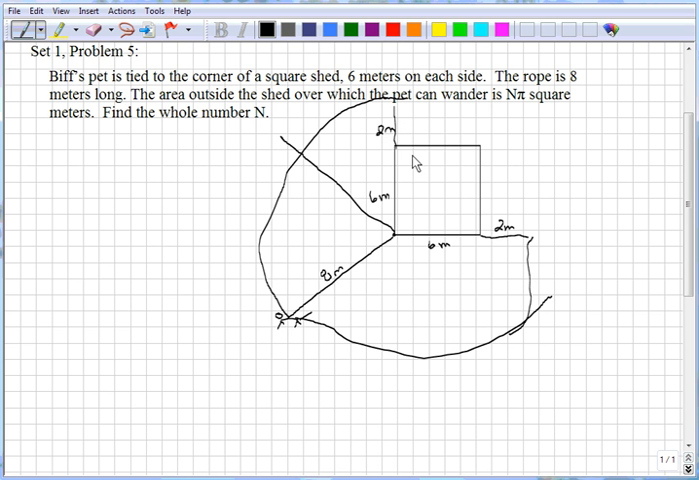Okay? So here, this is supposed to be a circle. So imagine this circle. I think I can make a better circle that the pet is tracing out, and it's got a radius of 8 meters. But then when he gets to the edge, he's going to be constrained now by this corner, okay?